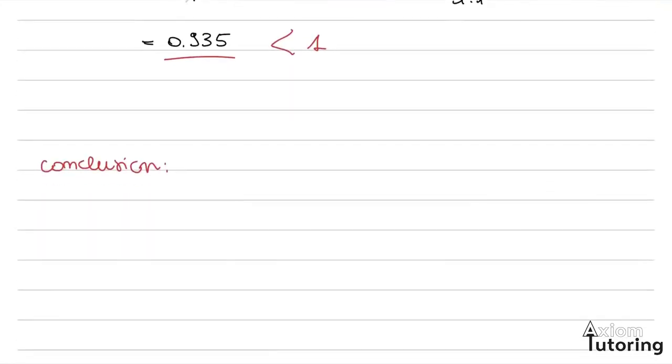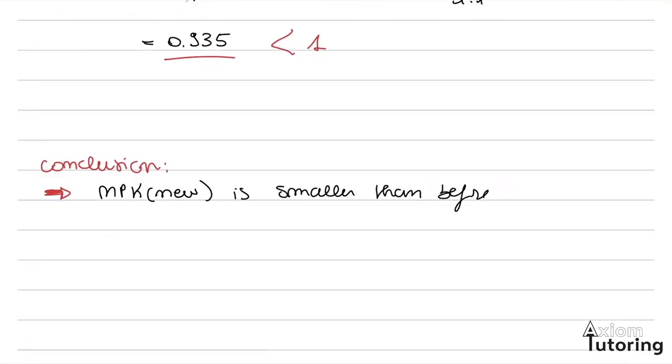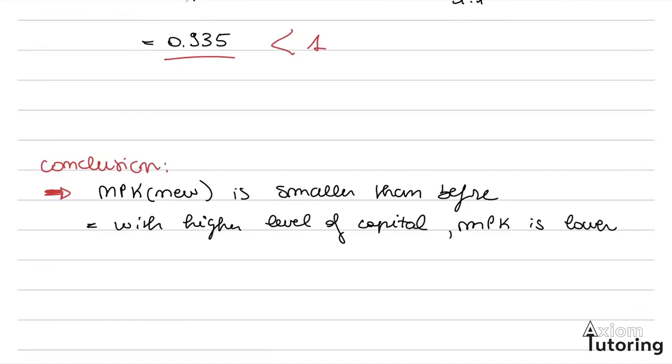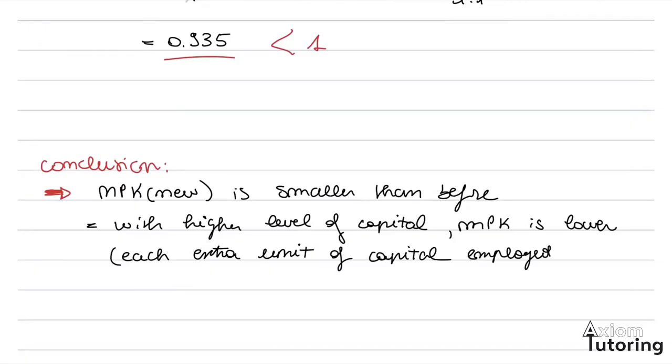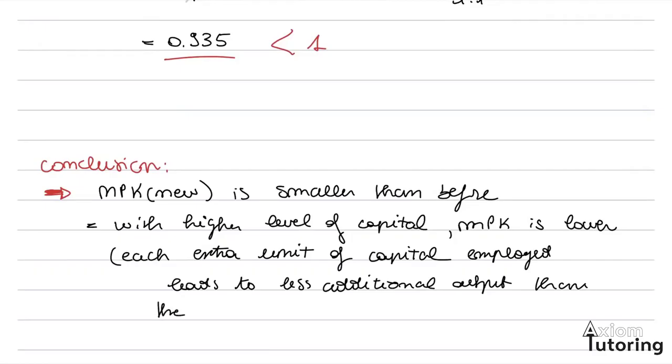What does this mean? So our new MPK is smaller than before, meaning that with higher level of capital, marginal product of capital is lower, which means that each extra unit of capital employed leads to less additional output than the previous unit.